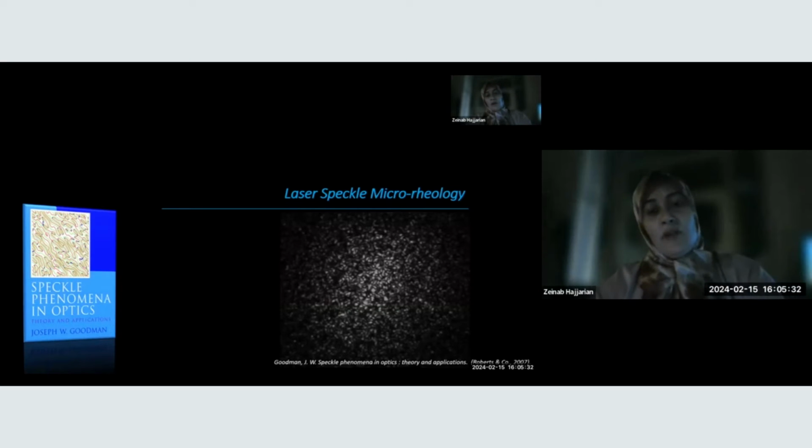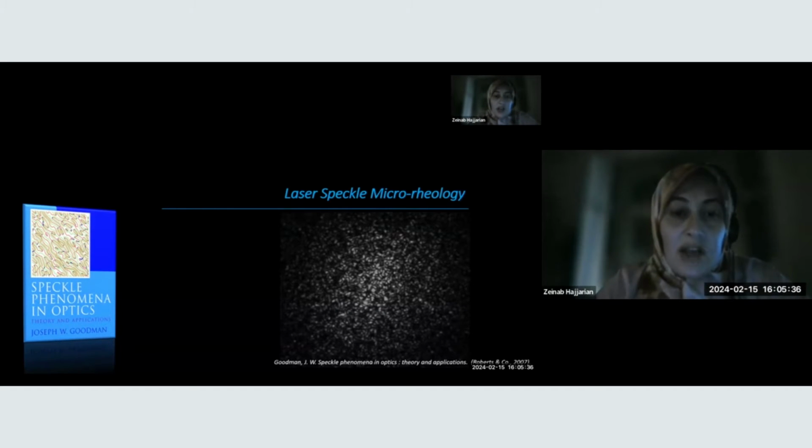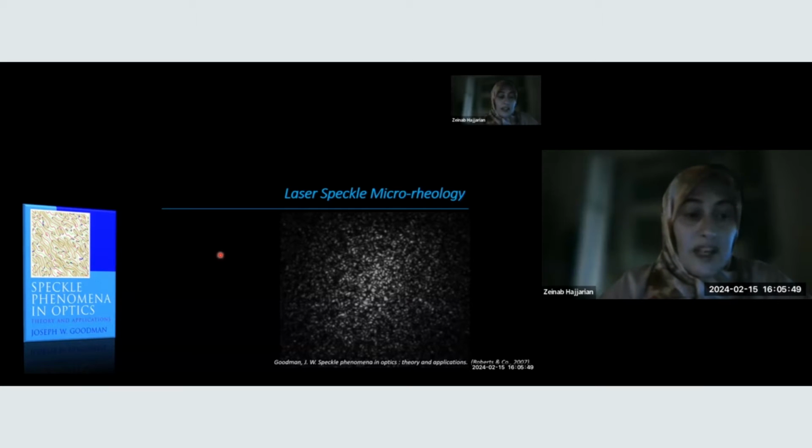And that's how we came into the picture by introducing a new technology that is a passive technique based on the thermal internal vibrations of the tissue to extract viscoelastic properties from the speckle intensity fluctuations. So speckle, as you all know, is a phenomenon in optics that is formed when a coherent beam of light, such as a laser pointer, is scattered off a rough surface or a turbid media, such as biological tissue.